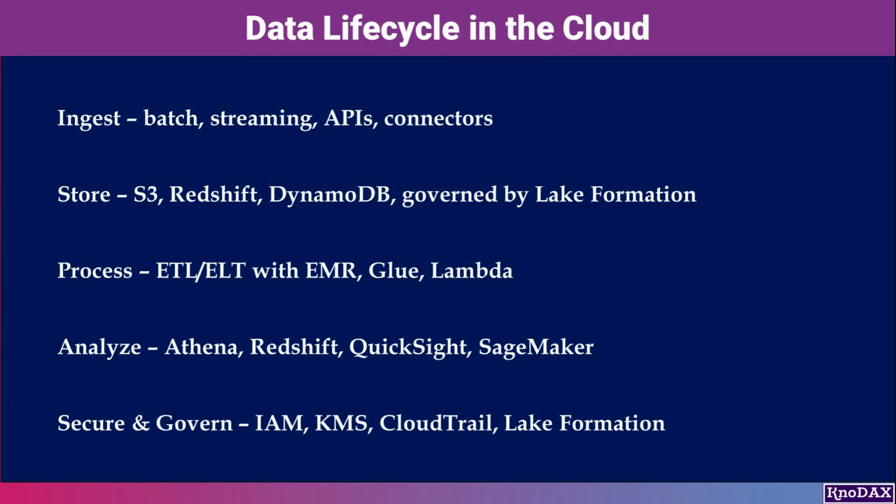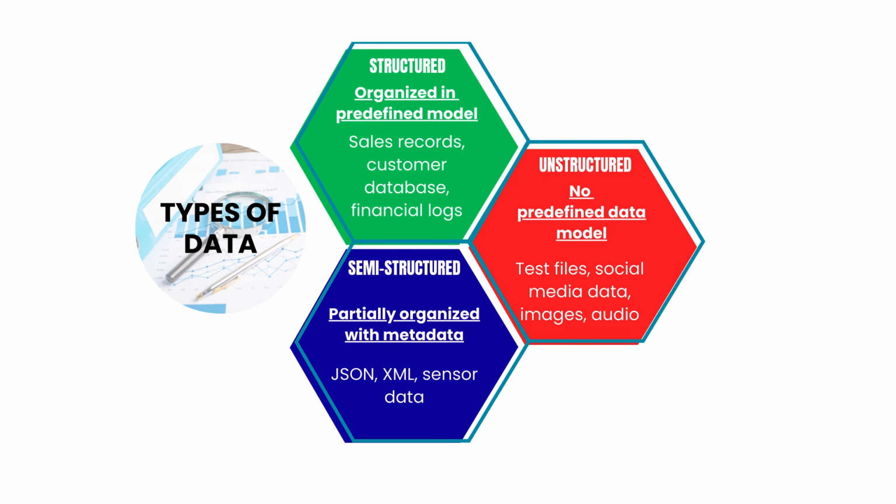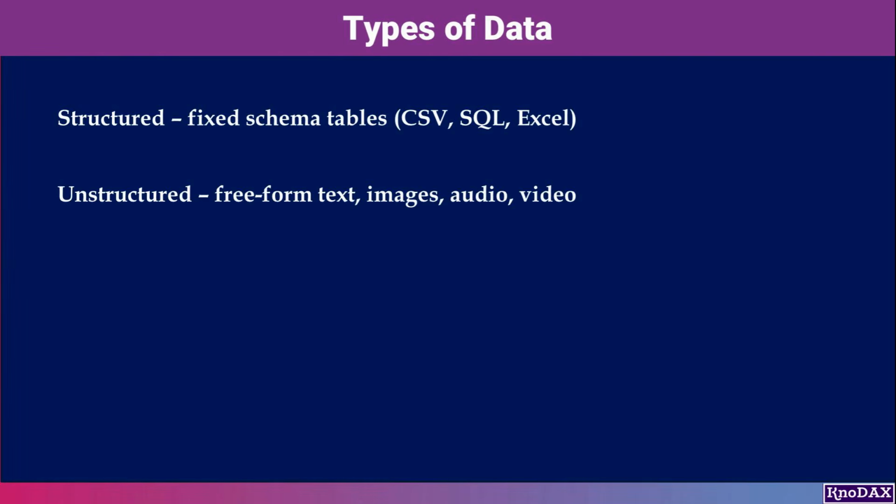As we walk through the data lifecycle, it's important to recognize that not all data looks the same. Different types of data influence how we store it, how we process it, and which tools we choose on AWS. First, we have structured data. This is the most familiar form, organized into fixed schemas such as CSV files, SQL tables, or Excel spreadsheets. It's clean, tabular, and easy to query. Next is unstructured data, which is free-form and doesn't fit neatly into rows and columns.